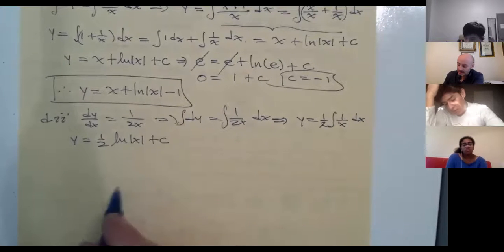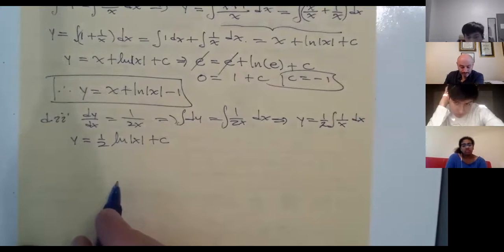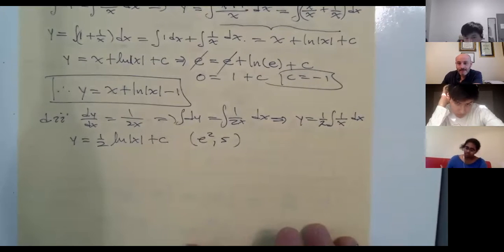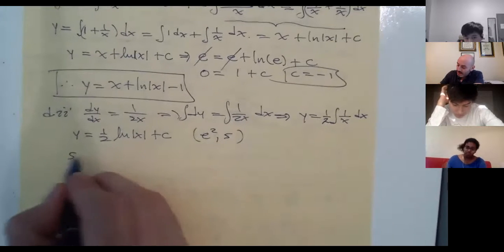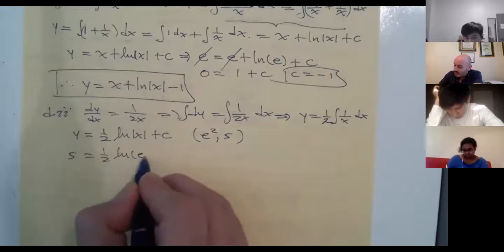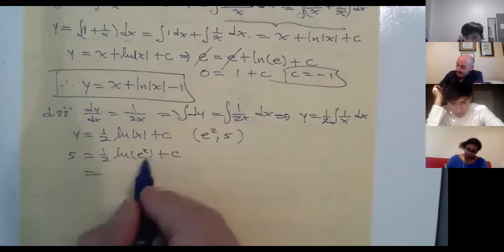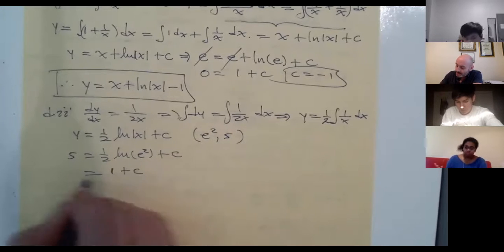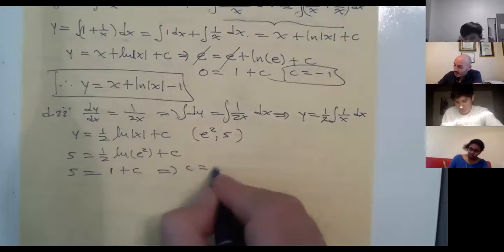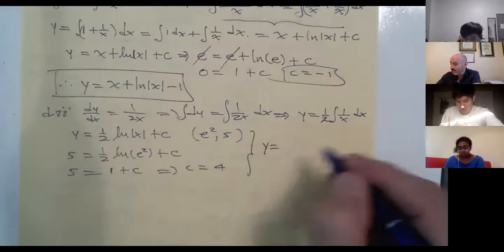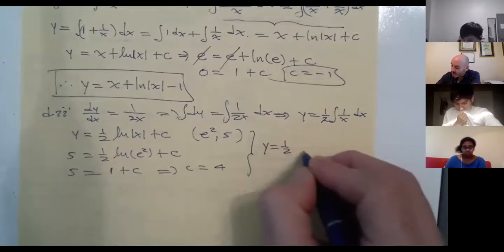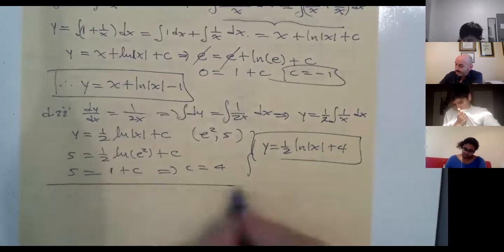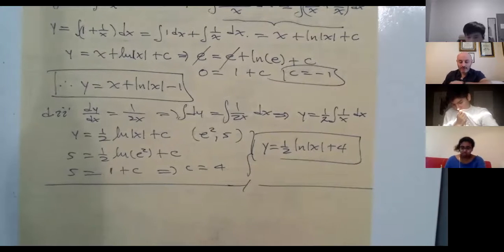And now you just use the condition. The condition is e squared comma 5. Okay. So 5 equals 1/2 ln of e squared plus c. ln of e squared is 2. 2 times 1/2 is 1. So c is 4. So my final answer here is y equals 1/2 ln of the absolute value of x plus 4. I have 3 minutes to do one more.